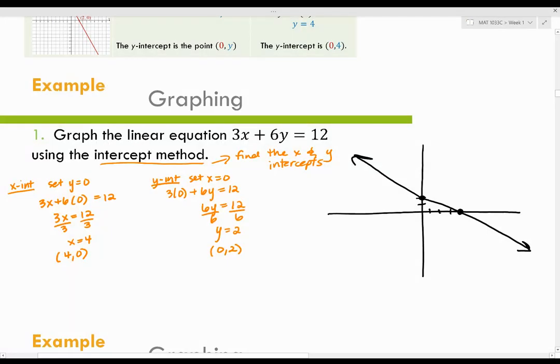And there's my line. Okay, so anytime they want you to find the line or draw the picture and they want you to use the intercept method, all they want you to do is find the x and y intercepts and then connect those points. Okay, so let's try another one.